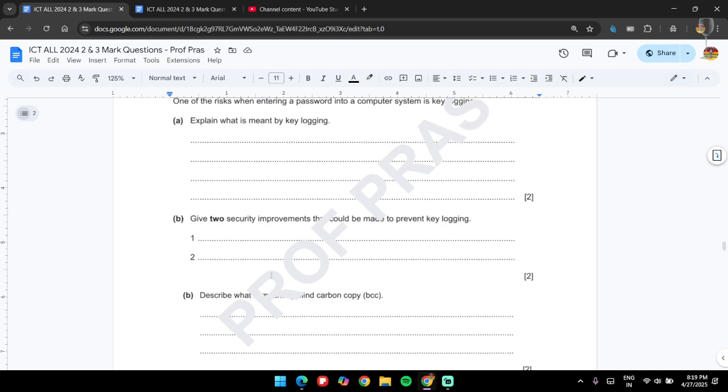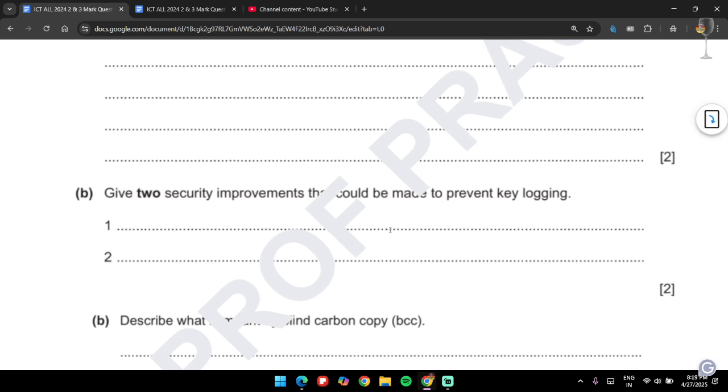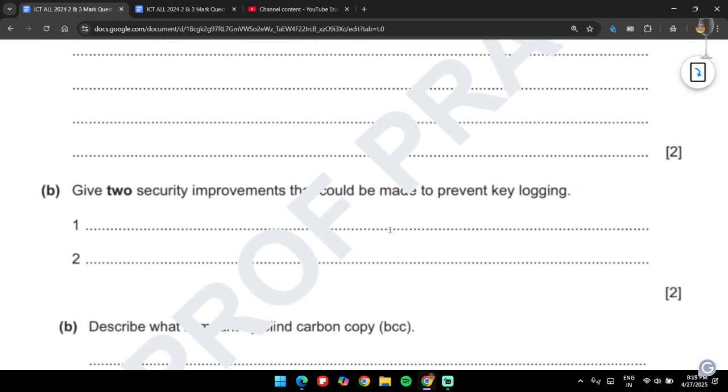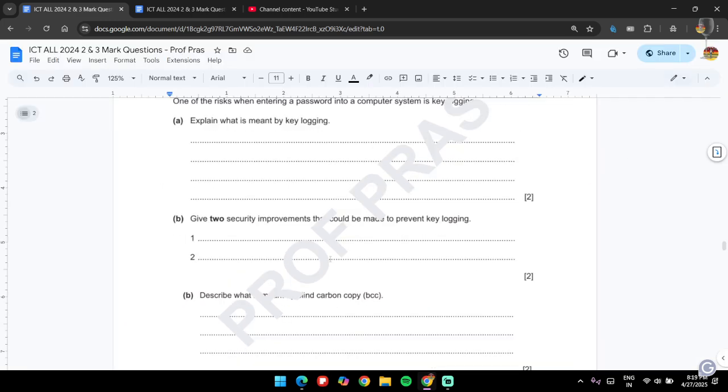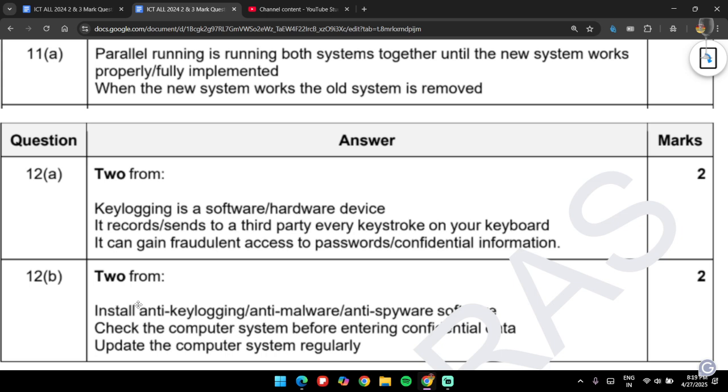Give three security improvements that could be made to prevent key logging. Have anti-spyware downloaded and kept up to date. Regularly scan your device for any malicious virus or software. Install anti-key logging, anti-malware or anti-spyware software. Check the computer system before entering confidential data and update the computer system regularly. Okay.